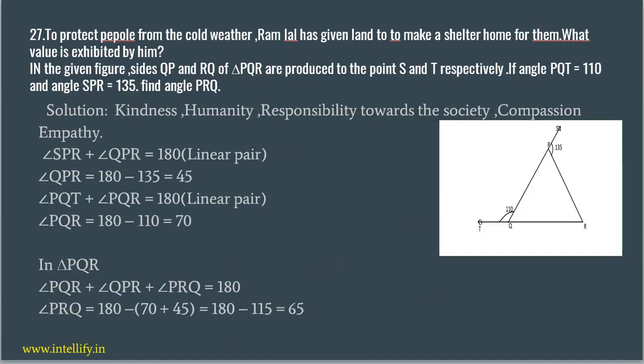Now let's jump on to question number 27. We have to protect people from cold weather. Ramlal has given land to make a shelter home for them. What value is exhibited by him? So it is a value based question. The values possessed by him, because Ramlal has made a home for the needy, are kindness, humanity, responsibility toward the society, compassion and empathy.